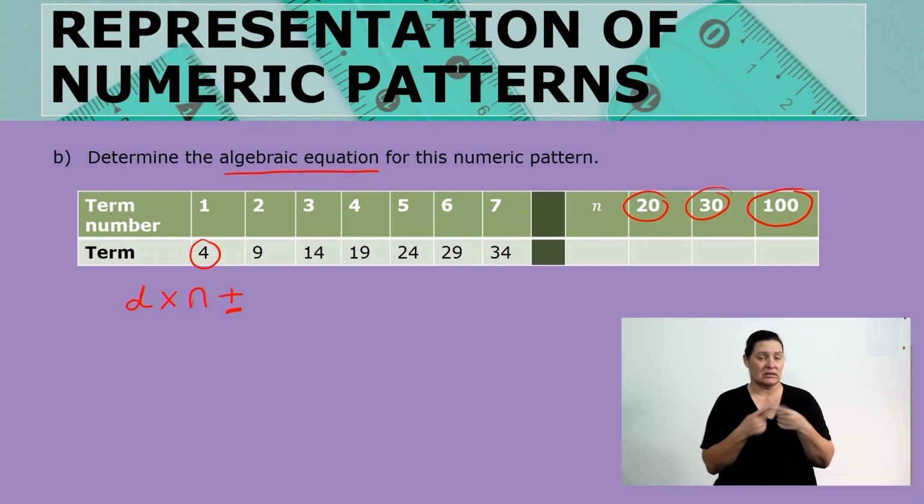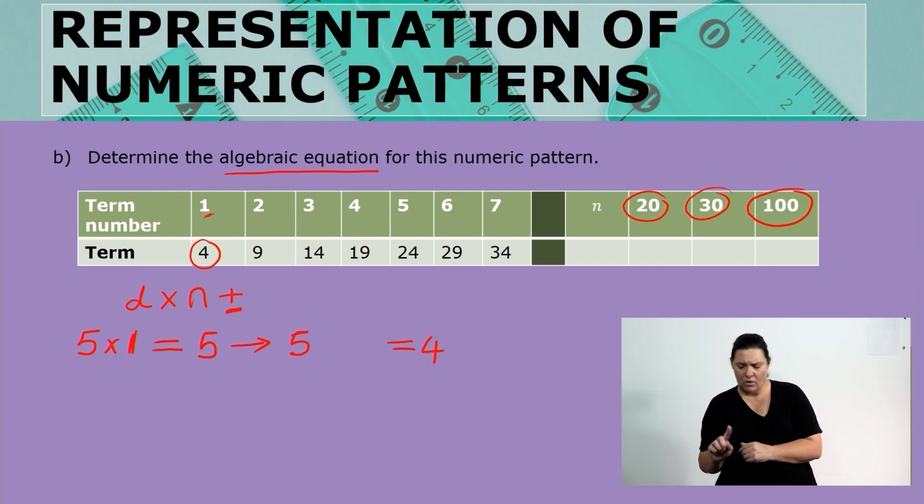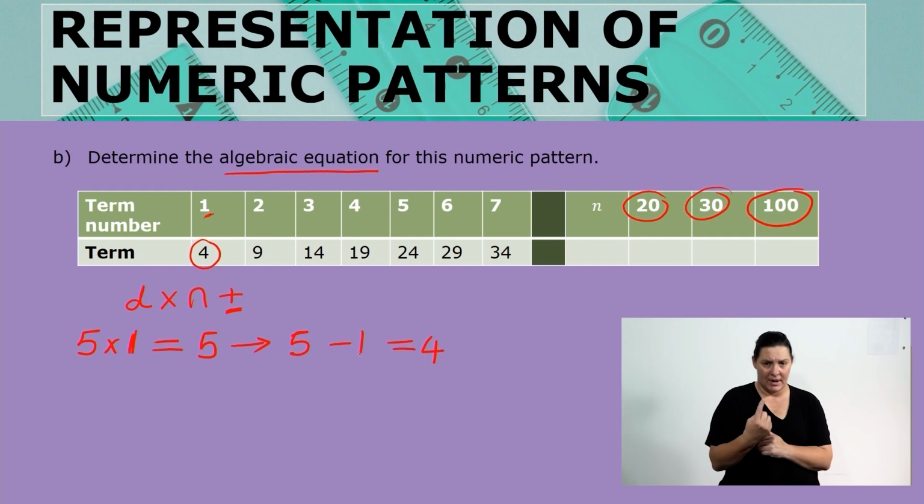Remember, our constant difference is the 5. And I'm going to multiply the 5 with 1 because we are now working with the first term. And then 5 times 1 is 5. Now I have to see what I must add or subtract to get to the first term, which is our 4. So I have 5 and I need to get to 4. So from 5, how do I get to 4? Yes, I must subtract 1.